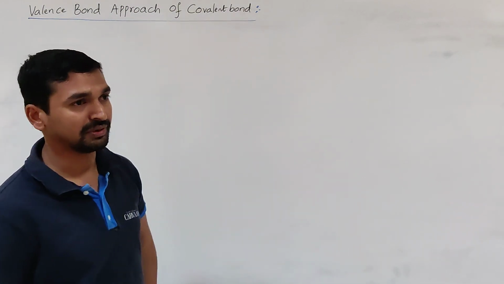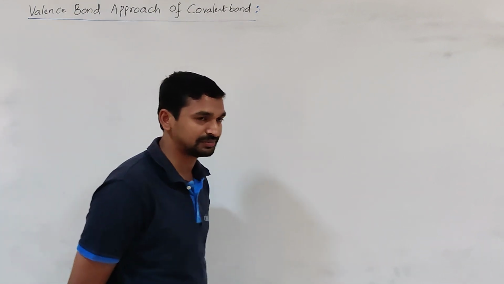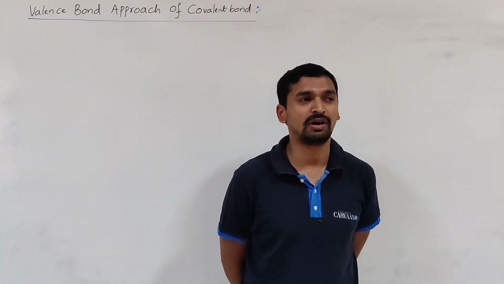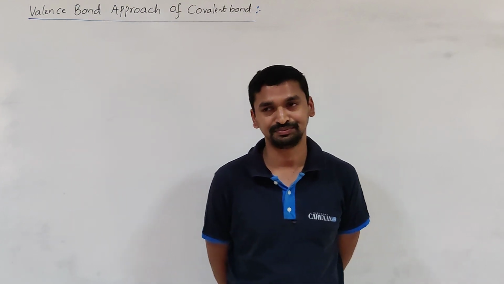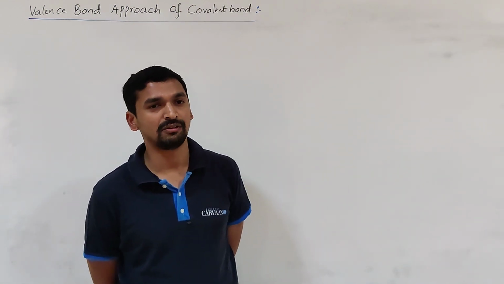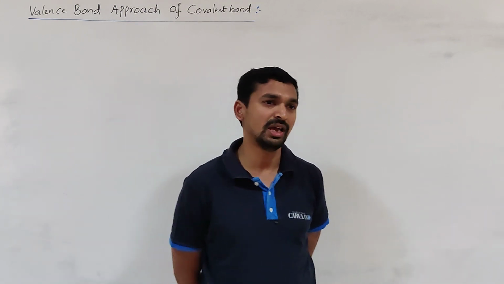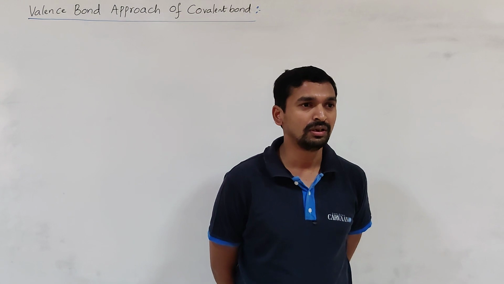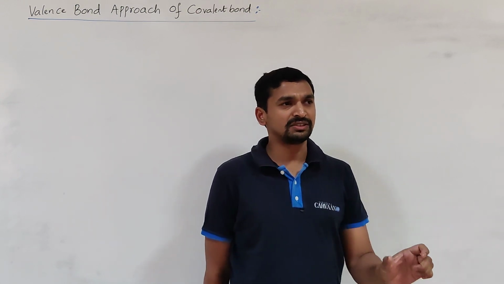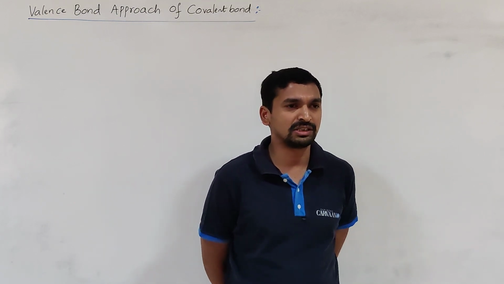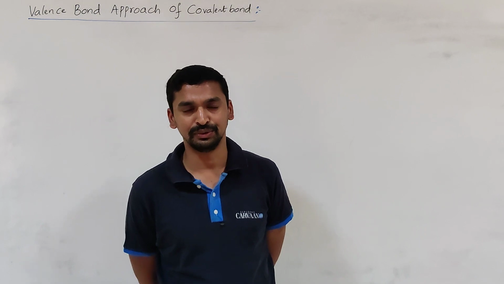So what do you mean by this? You know very well how a covalent bond is formed. The covalent bond is formed by sharing of a pair of electrons between the two atoms. Toward the shared pair of electrons, each atom contributes the same number of electrons. So we say the covalent bond is formed by sharing of a pair of electrons between the two atoms, which results in the formation of a molecule.